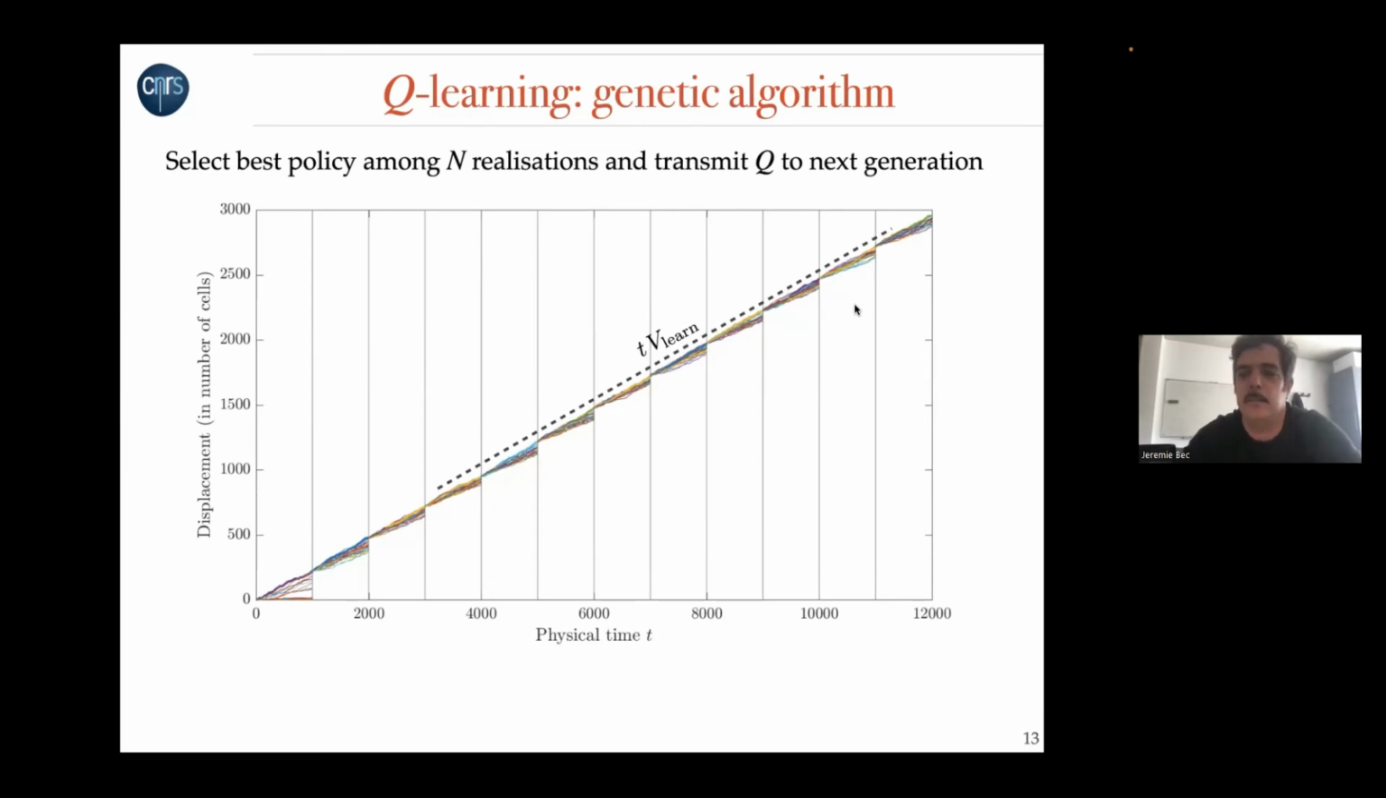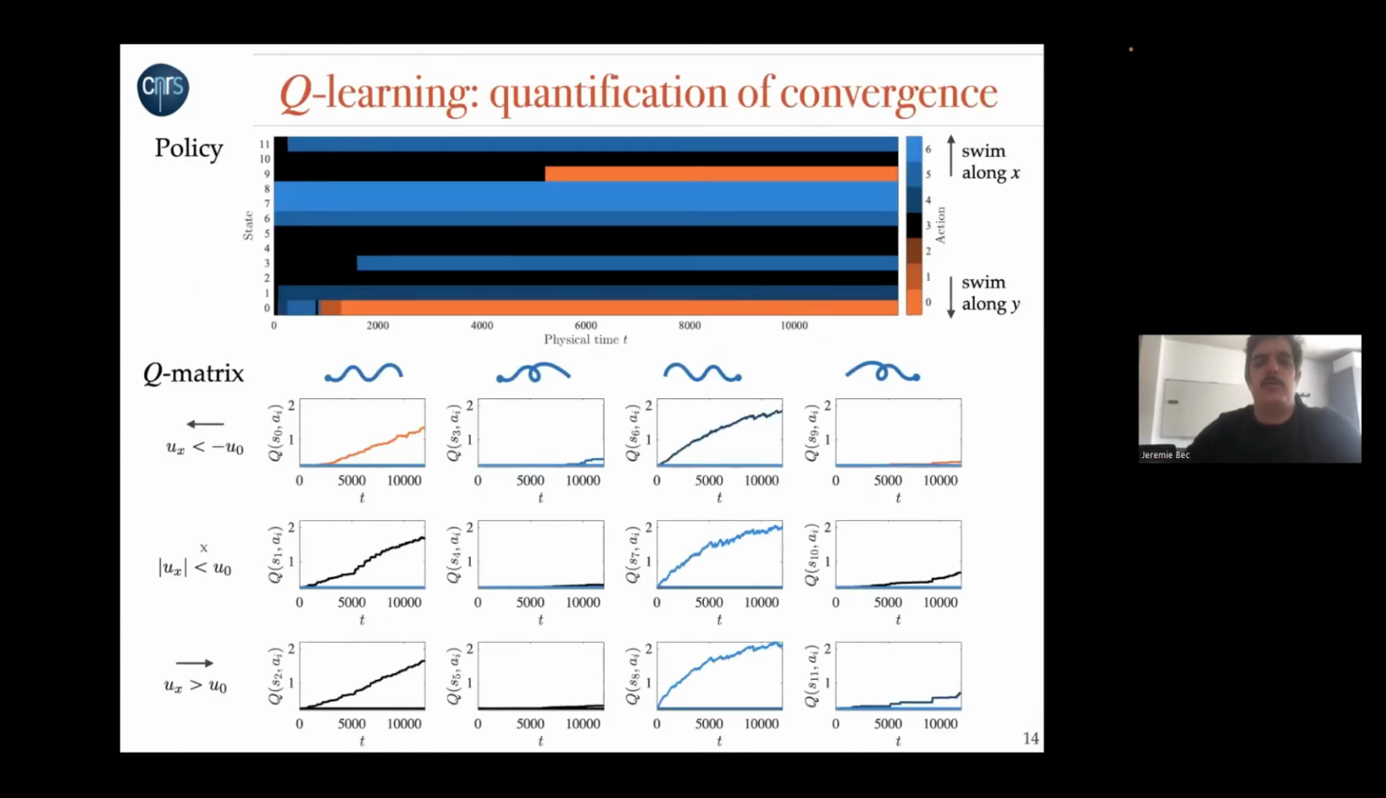Okay, and this is just due to the fact that the policy is barely changing. The spreading you see is due to the dynamics itself of the fibers, which is chaotic. So this is another way to look at the convergence.